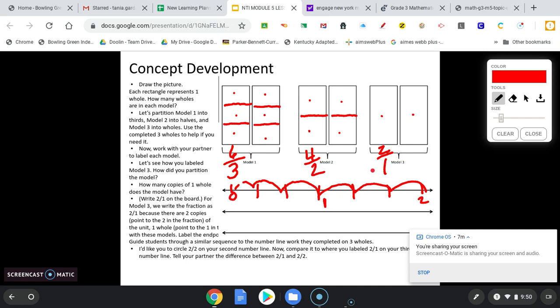Same thing here. We have 2 wholes, so 1 and 2, and we're going to put our whole number 0 and 2, and we're going to put our whole number 1 there. We're going to partition into halves, so we have 1 half, 2 halves, 3 halves, 4 halves. And then for our last one, we're going to once again label 0 and 2, and 1. And we're not going to partition it anyway. We have 1 whole, 2 wholes. So 2 over 1.